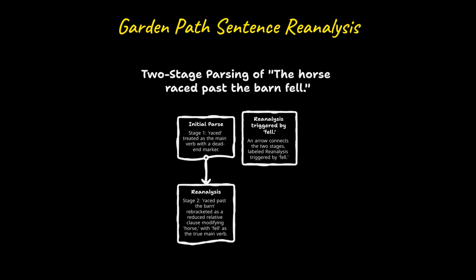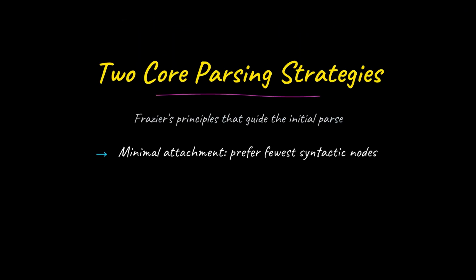Readers initially treat raced as the main verb, but when fell appears, that parse collapses. The parser must rebuild the sentence, recognizing raced past the barn as a reduced relative clause, with fell as the actual main verb. Fraser's model rests on two parsing strategies.